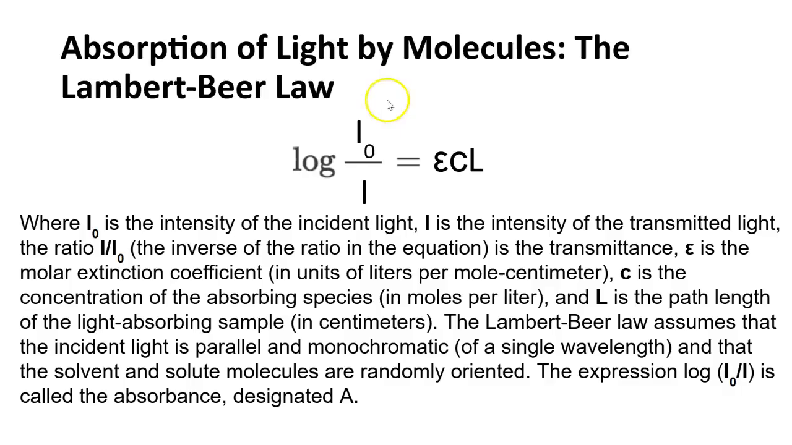Usually the equipment already gives you this value as your absorbance, and so you don't really have to figure out the exact intensity of the incident light and the intensity of the transmitted light. They just give you this as a whole as the absorbance.